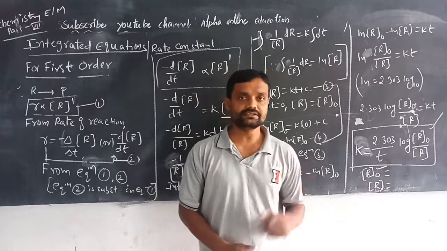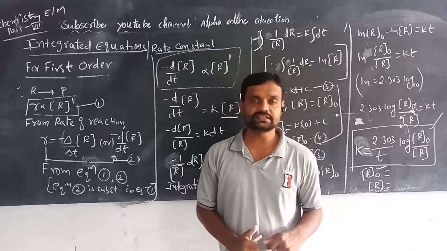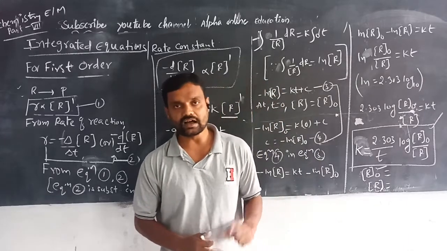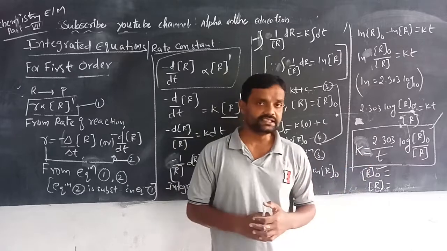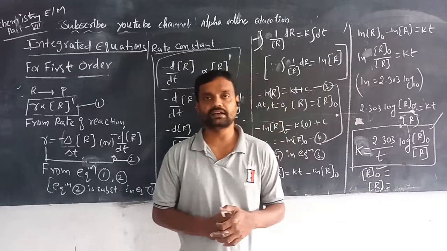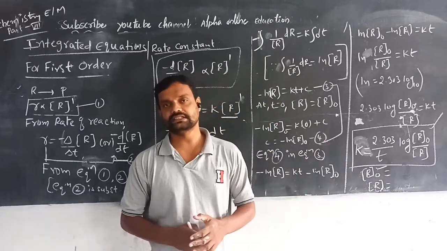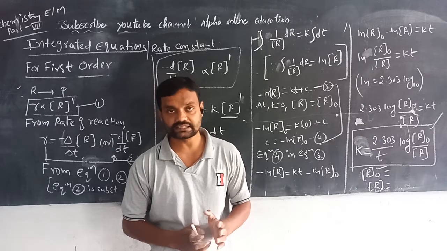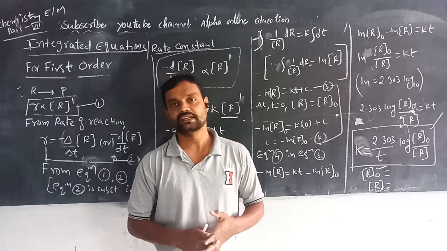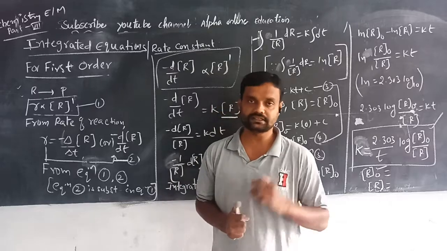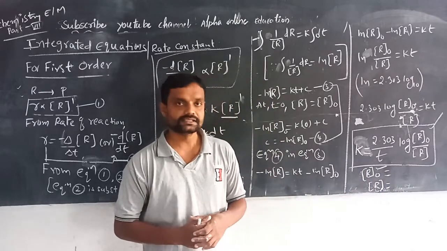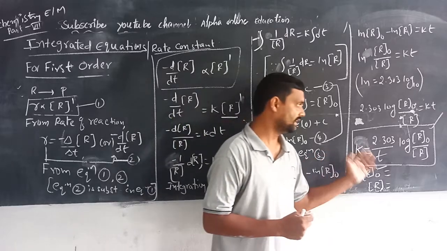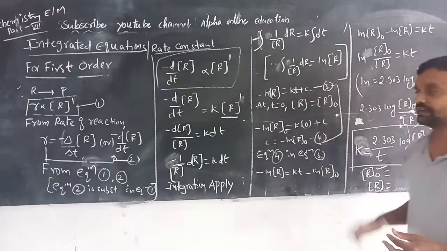That is K is equal to 2.303 by T log R naught by R. R naught is the reactant concentration at zero time, nothing but the initial concentration of the reactant. R is the reactant concentration after some time. So this is the rate constant equation for first order.